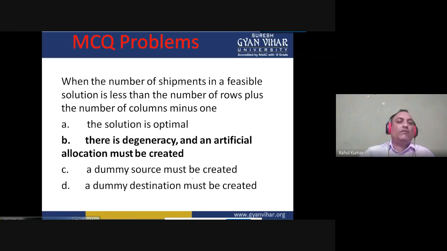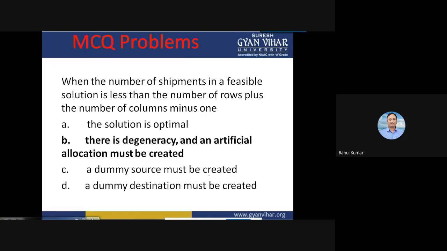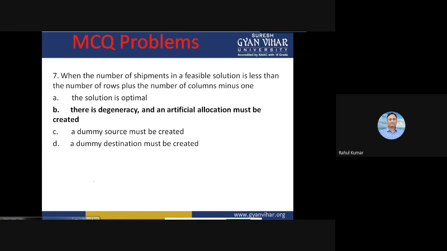When the number of shipments in a feasible solution is less than the number of rows plus the number of columns minus 1, the solution is optimal. There is a degeneracy and an artificial allocation must be created, right? So B is the right answer for this question, and C is a dummy source must be created and a dummy destination must be created. Then move to question number 7.